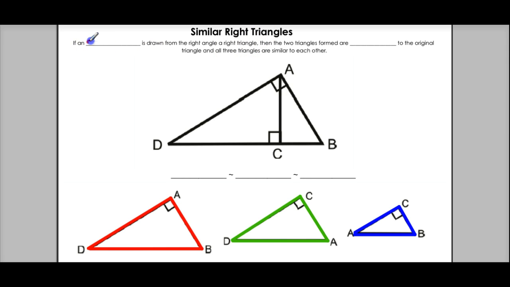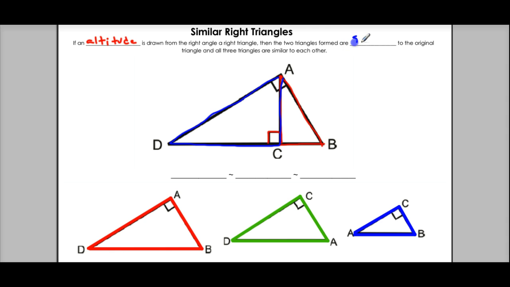If an altitude is drawn from the right angle of a right triangle, and remember, an altitude is when you take a line from the vertex and draw it down to form a 90-degree angle at the base, then the two triangles formed, this small guy right here and this guy over here, see, I got two triangles that are formed.